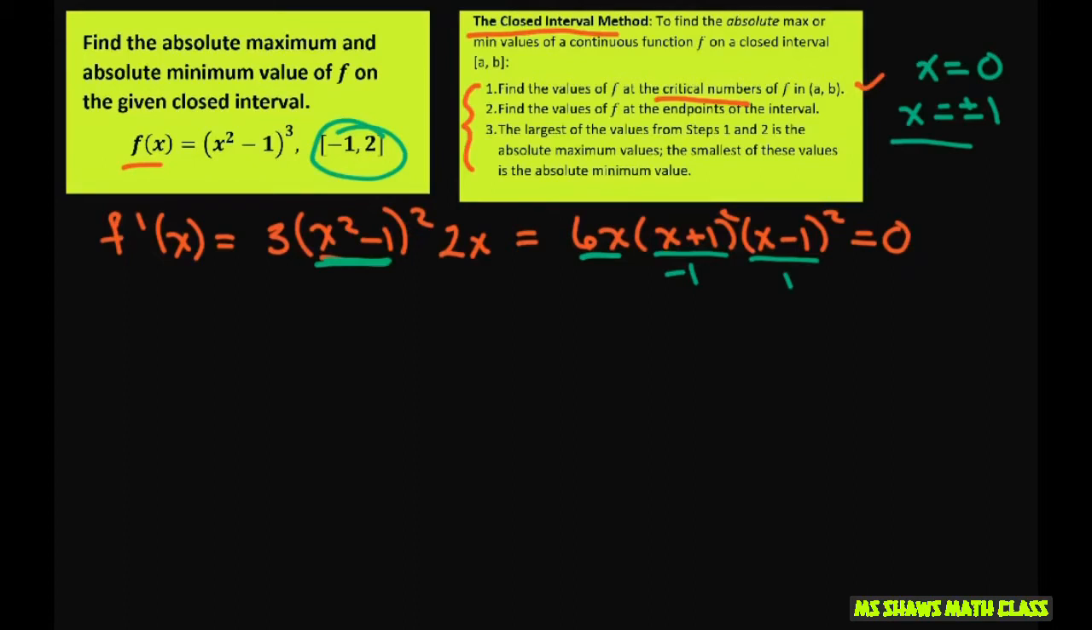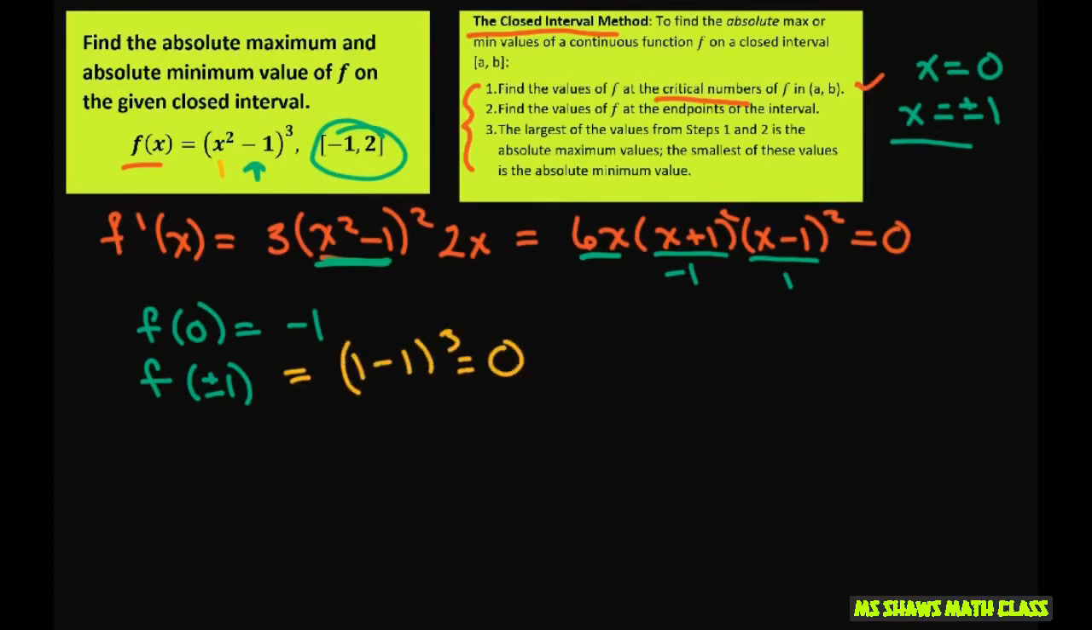So f of 0 is just going to be -1 if you plug that in. And for plus and minus 1, it's going to be the same, because when you square the negative, that's just going to be 1. So basically what you're going to get is (1 minus 1) cubed, which is 0. So that part was easy.